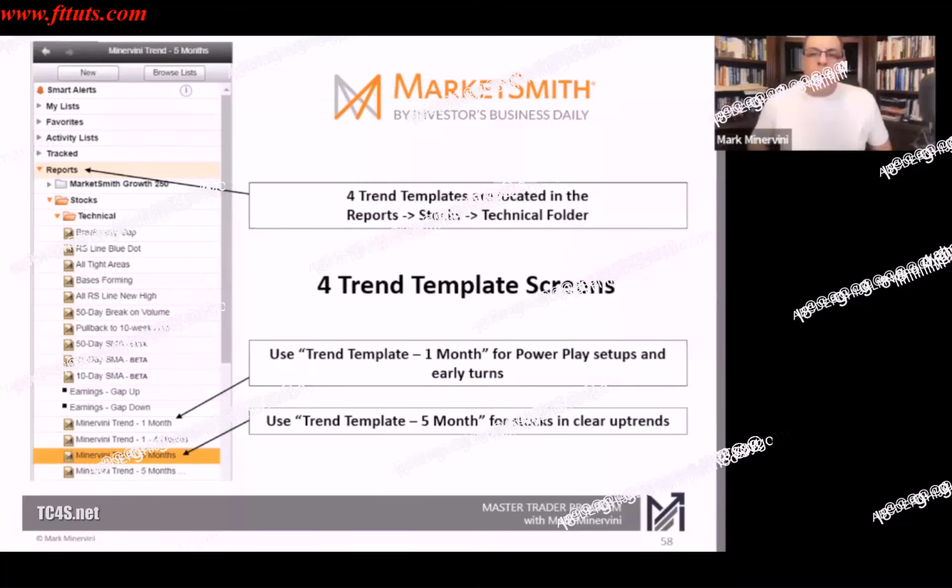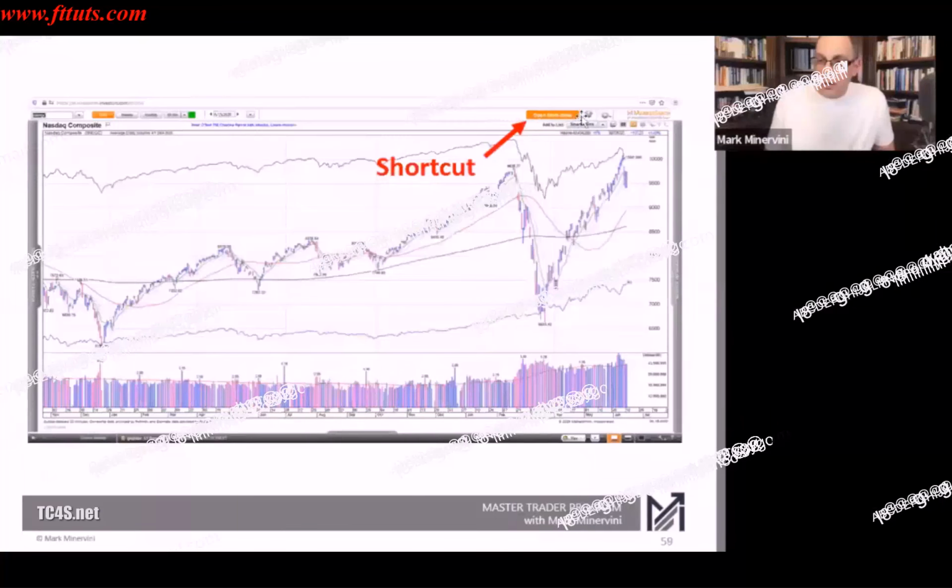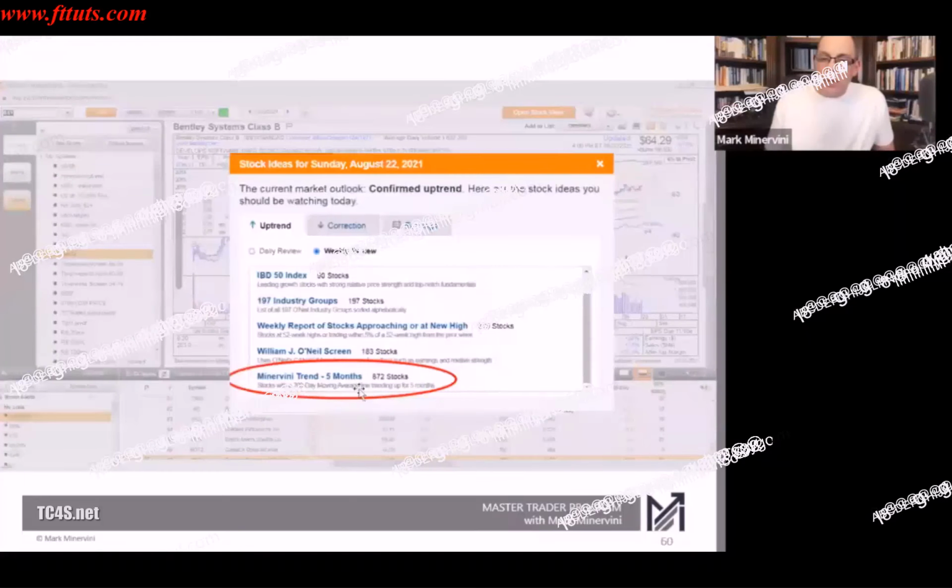But I'm just going to show you real quick. There's 4 trend templates. The main trend template is the 5 month, and that's the confirmed stage 2, which 95% of every stock I buy is going to be in that trend template. You can find this if you go, there's actually a shortcut that says Open Stock Ideas, and from there, I'm tucked in here with Bill O'Neil, which I'm honored to be in the same page with him, and you can find my trend template there.